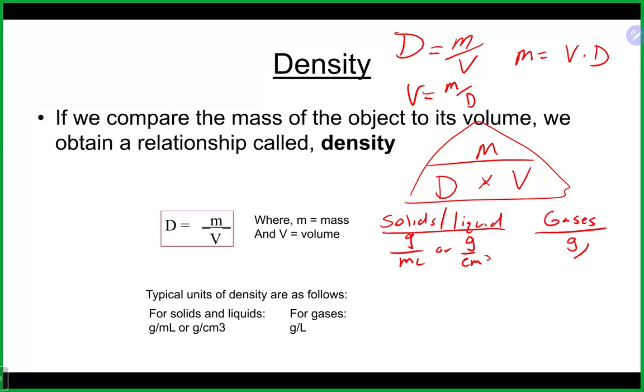Typically, units of gases, or density of gases, have units of grams per liter. So a lot of times, gases are given in grams per liter. But I would say pretty much 100% of the time here in this class, if you're talking about density, those are going to be your 2 common units, grams per milliliter or grams per cubic centimeter, which, as we just mentioned a second ago, milliliter and a cubic centimeter are basically the same.